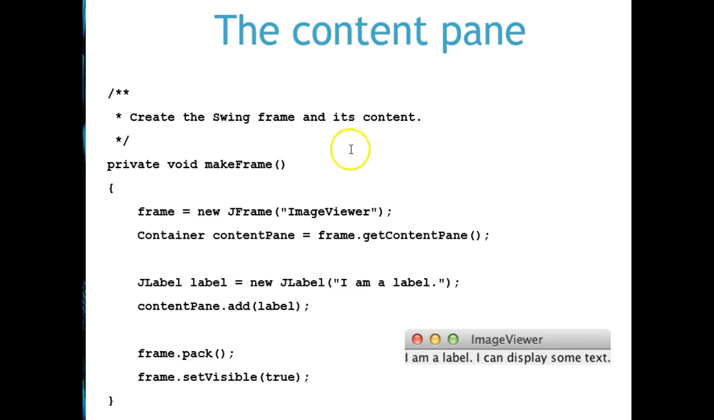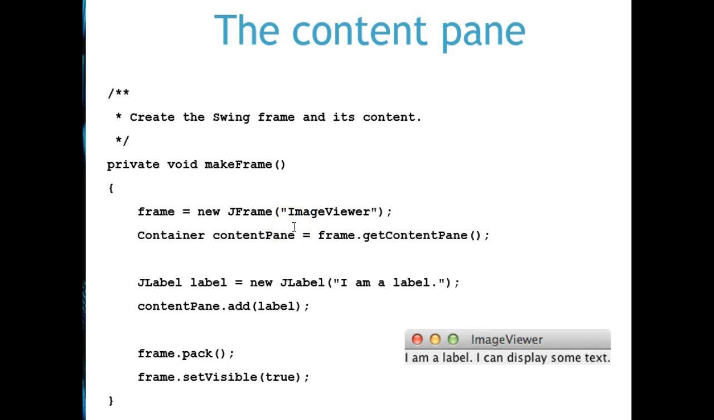So the content pane in here, we basically create this frame and the content in it. So in here we are adding the label to the content pane. When we have the container content pane, this line gets the content pane from the frame, and we can always do this. The graphical user interface components are added to a frame by adding them to the frame's content pane. So that's what we are doing.